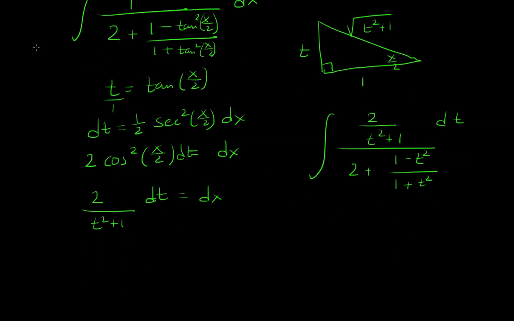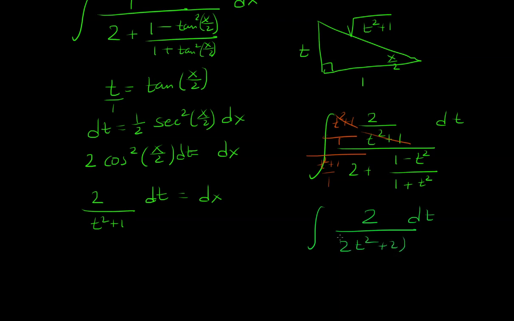And what I'm going to do here is multiply the top by t squared plus 1 and the bottom by t squared plus 1. So you can think of this as like t squared plus 1 over t squared plus 1. T squared plus 1 is going to cancel. And then I have 2 on the top, dt. And then t squared plus 1 times 2 is 2t squared plus 2. Plus, and then the t squared plus 1 is going to cancel. So we're just left with 1 minus t squared.